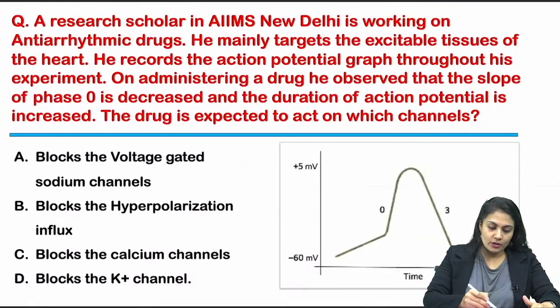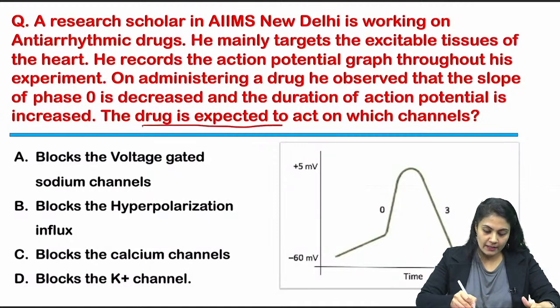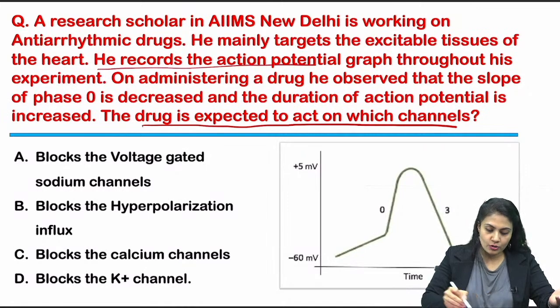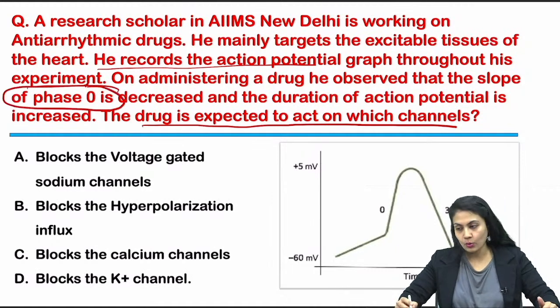Yes, please. The researcher scholar in AIIMS. Okay, paragraph question. The drug is expected to act on which channels? So they are asking about drugs. He records the action potential graph throughout the experiment. Administering a drug which is affecting slope 0. Yes, please. Answer.